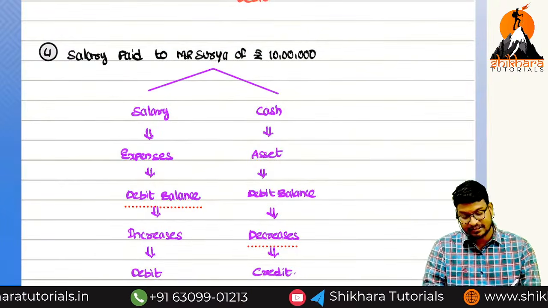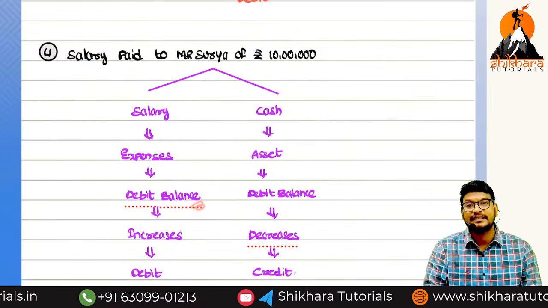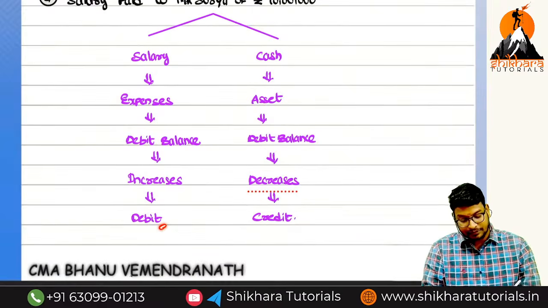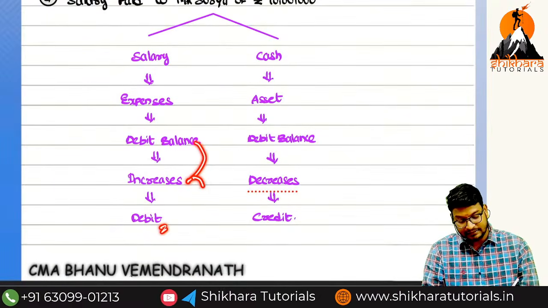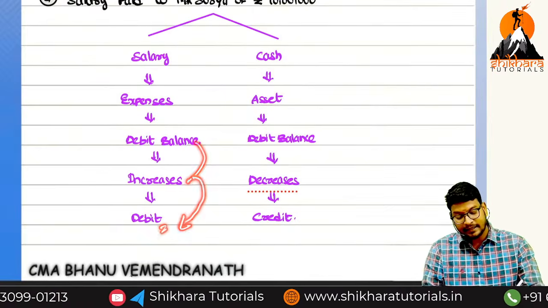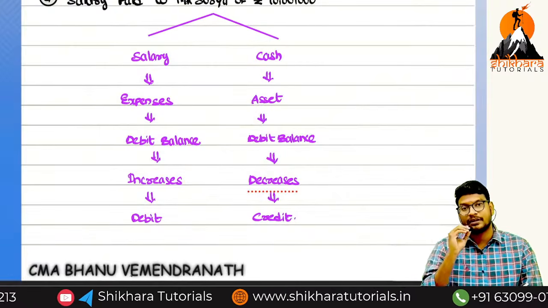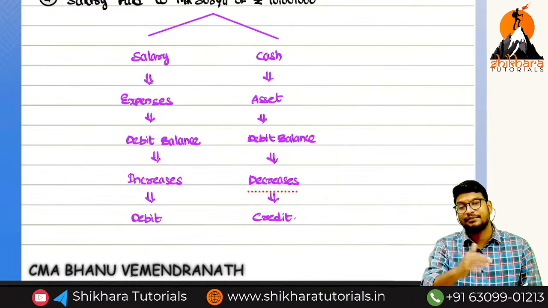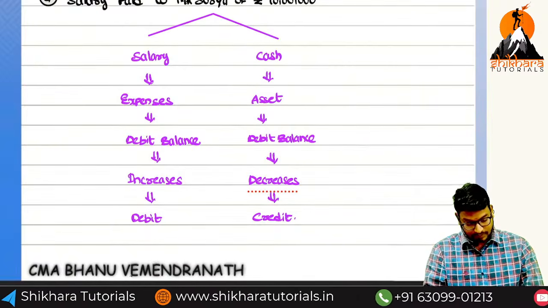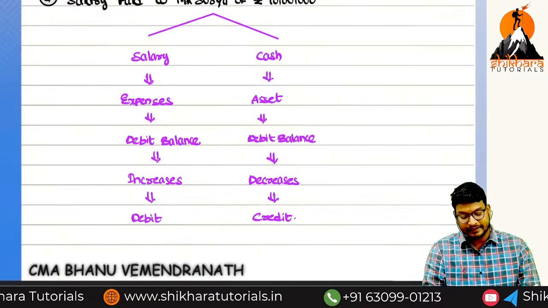Salary is an expense. Which balance does it have? Debit balance. Do expenses always increase or decrease? Increase. So what do we have to do? Debit balance increases means we have to do the debit. If it decreases, we have to do the credit. And next, cash, once again it is an asset. We have to decide whether it comes in or goes out. Goes out. We are paying the salary, so it goes out. So increases or decreases? Sorry guys, decreases. So what do we have to do? Credit.